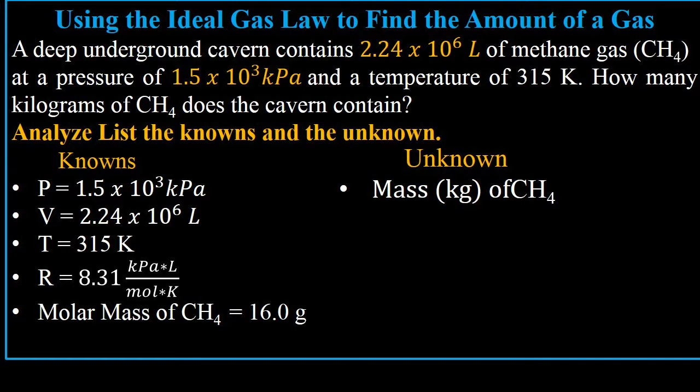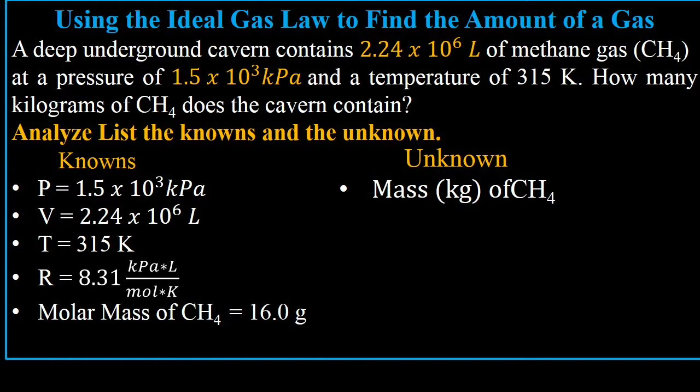Analyze the list of knowns and the unknown. There are the knowns. I just read them off. The molar mass of methane: 12 for carbon, 4 for hydrogen, 16. And we want to know the mass in kilograms of methane. So we're looking for the mass, not the molar mass.